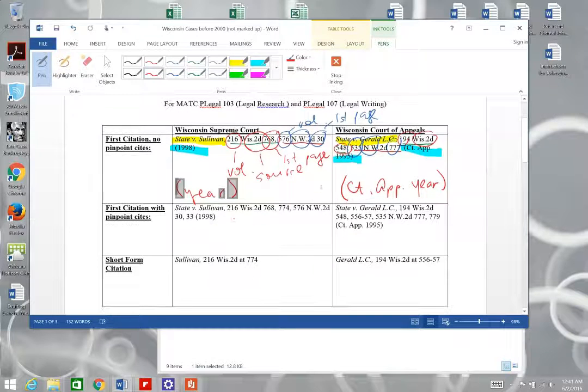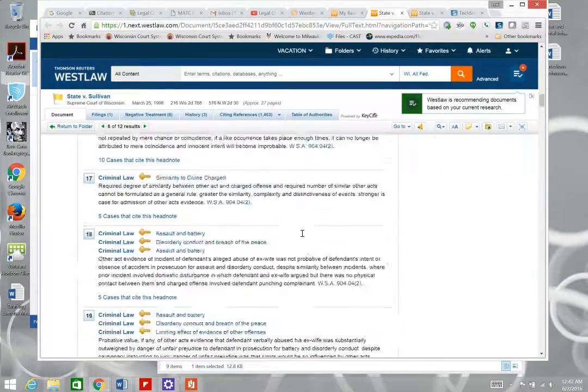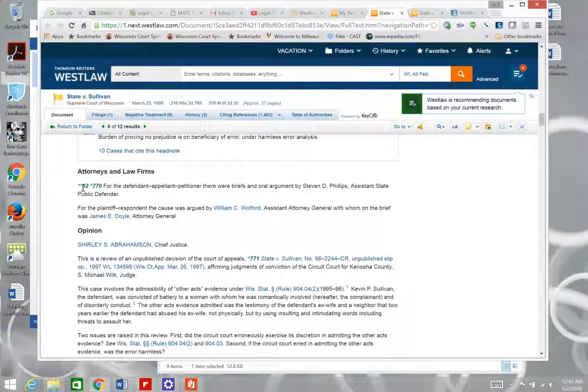If you want to do pinpoint citations, you would put those pinpoint citations in the first complete citation, and your pinpoint citations are your page numbers. So the question always comes up, how do we know what page it's on? Let's pull up Westlaw. And here is State versus Sullivan. If we scroll down, you see there's a double star and a single star. The double star refers to the unofficial citator, which is the Northwest Second. If you look up to the top, 576 Northwest Second 30, the double star means that you're now on page 32. The single star refers to the Wisconsin citation. 216 Wisconsin Second 768 is the first page, and now you're on page 770.